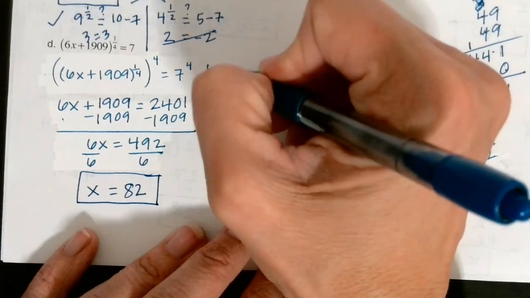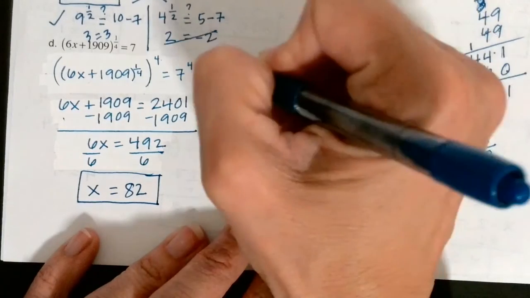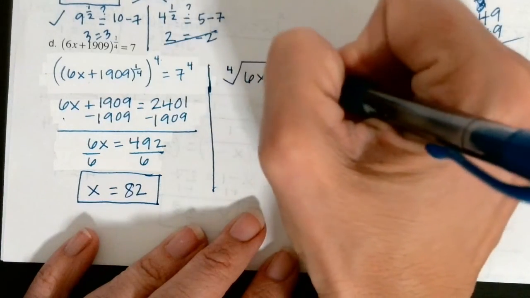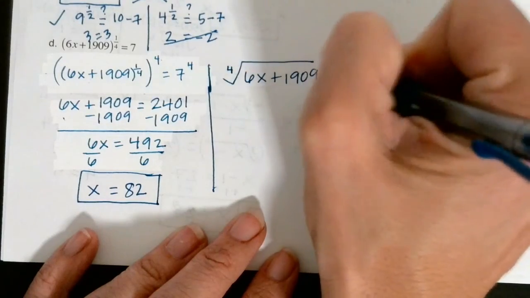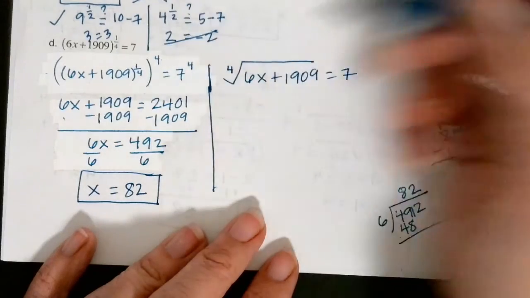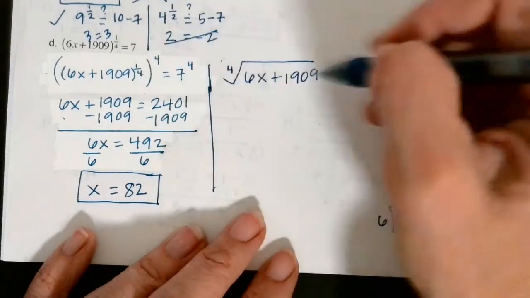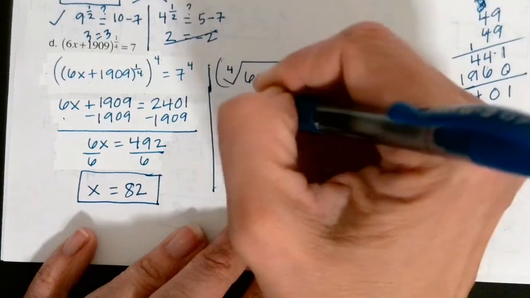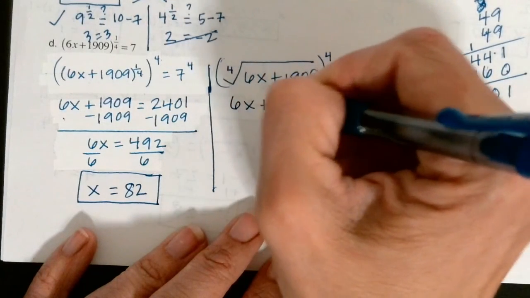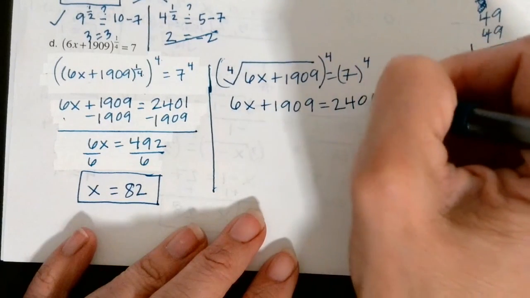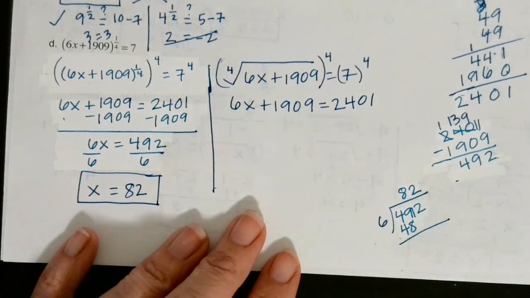So just a friendly reminder, if you're going to do it the other way, you would do the 4th root of 6x plus 1909 equals 7. So when I say the other way, all I'm saying is instead of bringing it to the 4th power with the exponent, you just change it to radical notation first. And then you'll see right here, after those initial steps, we're back to the exact same place. Alrighty, and that is it for that unit.